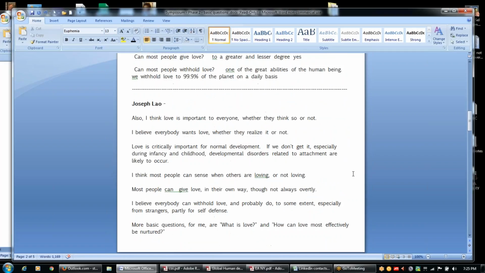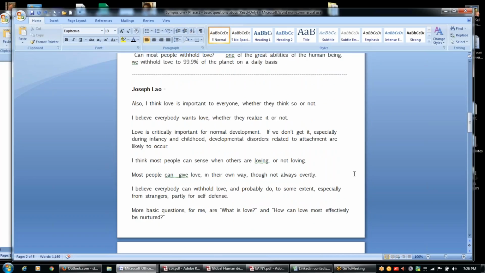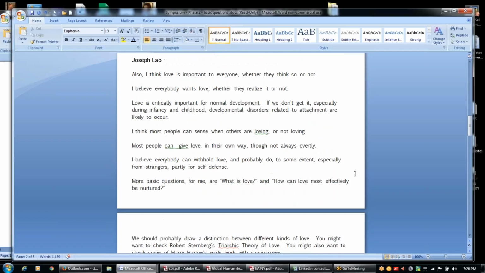So he certainly feels like we do. Joseph Lau: Also, I think love is important to everyone, whether they think so or not. I believe everybody wants love, whether they realize it or not. Love is critically important to normal development. If we do not get it, especially during infancy and childhood, developmental disorders related to attachment are likely to occur.